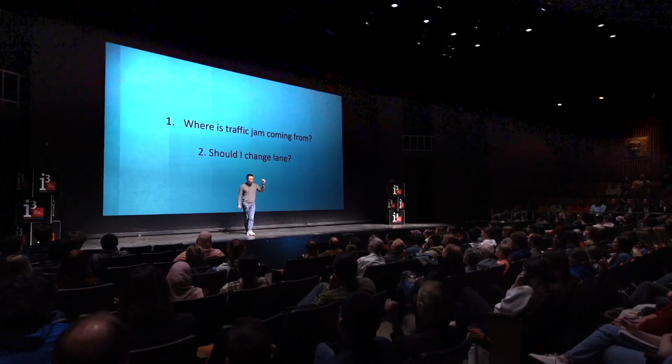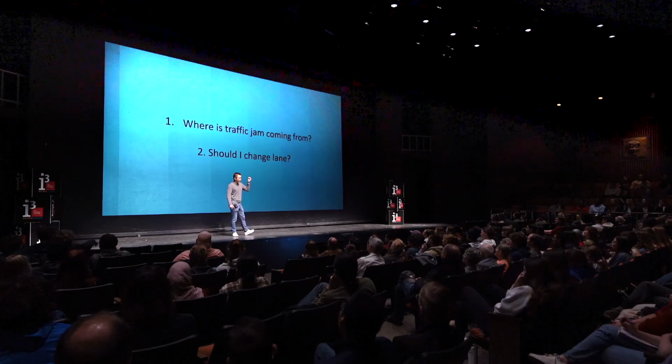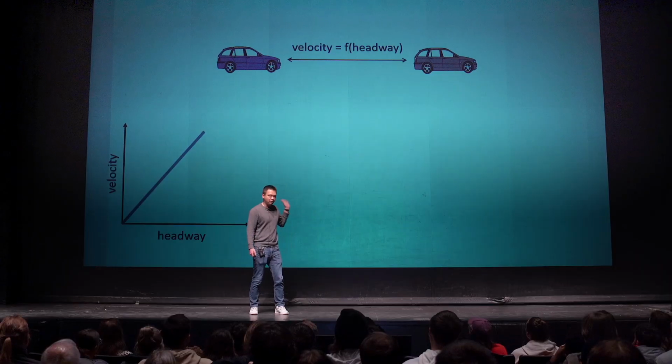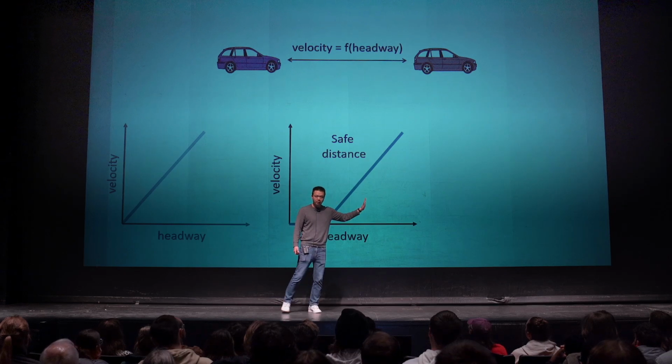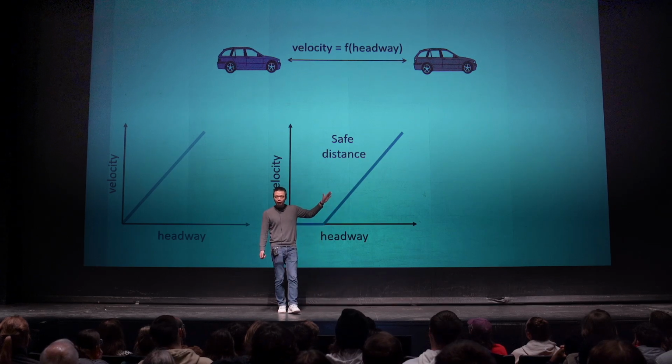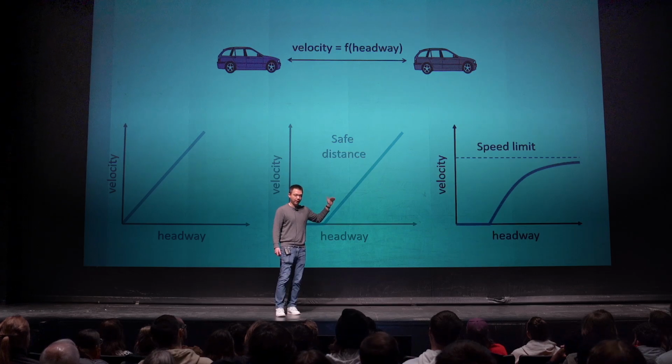All right? So let's build a model to understand this. In our model, we say the driving velocity is a function of headway, which is the distance between you and the driver in front of you. Without a doubt, it should be an increasing function of headway, just like this. And also, you want to keep a safe distance to the driver in front of you, so push the curve to the right a little bit. And then for those of us who care, we also want to drive under the speed limit.